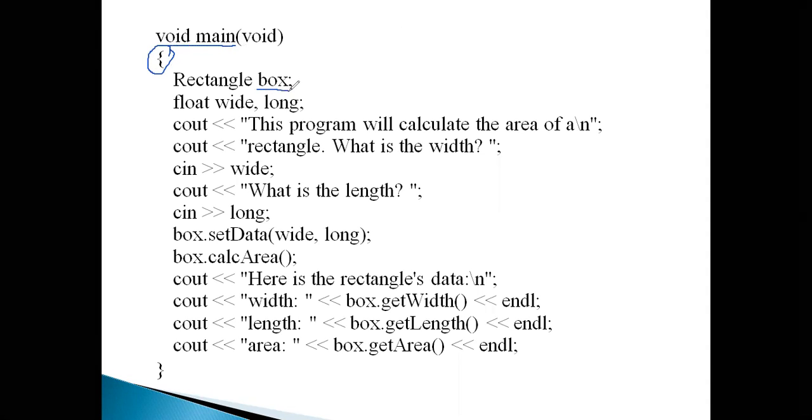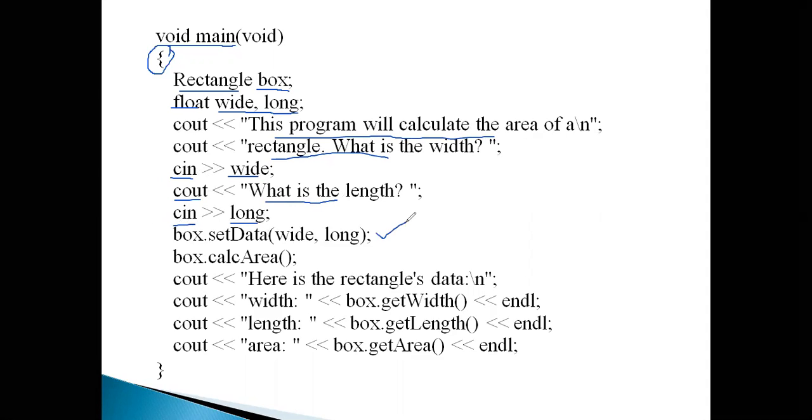Here I am going to create the object box for the class rectangle. Here I specify two data members, wide and long, with data type float. Now I want to calculate the area, so I want to enter the width value. With cin, I am entering wide. With cout, I print what is the length, and with cin, I am entering the long value.